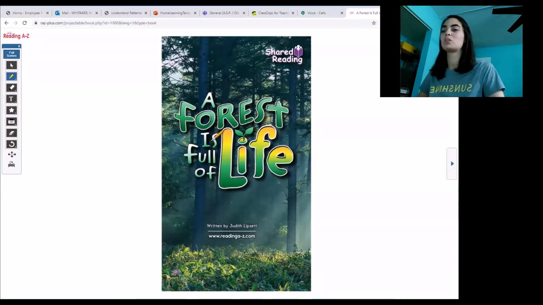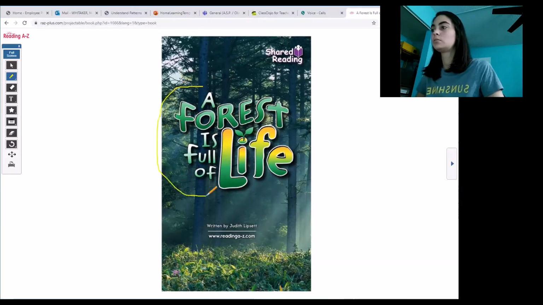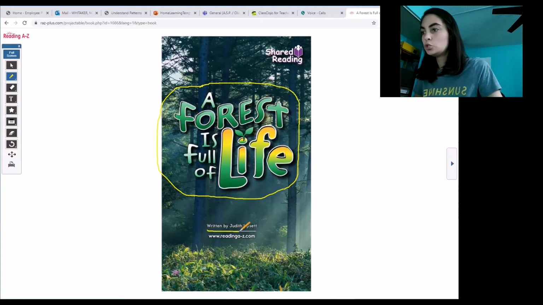So actually, I think I'm gonna circle the title because it's too close together. So I'm gonna do the opposite. I'm gonna circle the title, and I'm gonna underline the author, written by Judith Lipsett. There we go. All right, so the title of our story is A Forest is Full of Life.